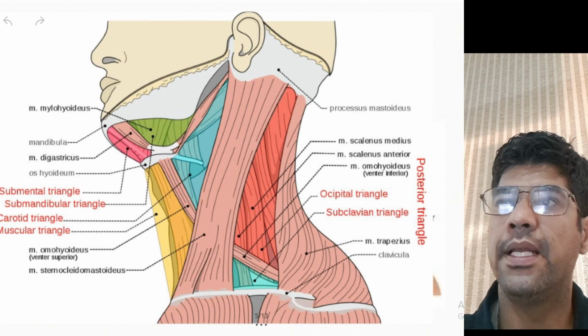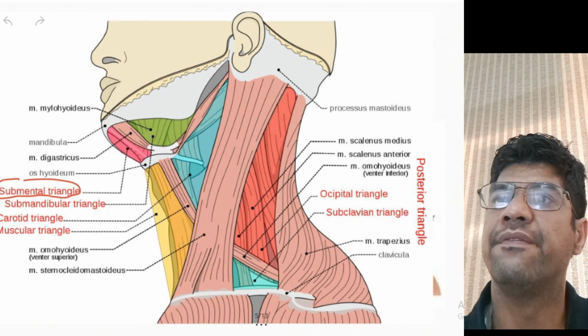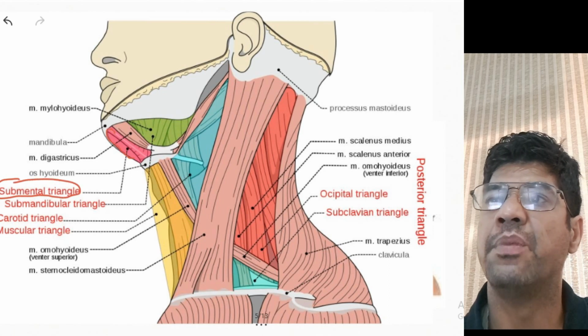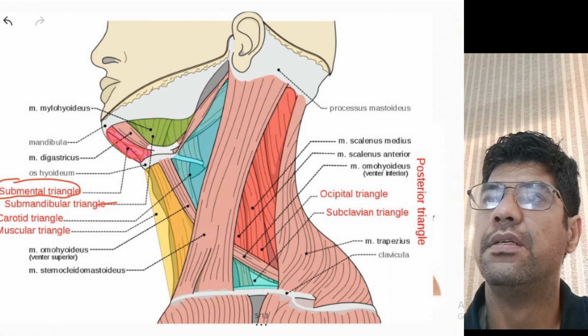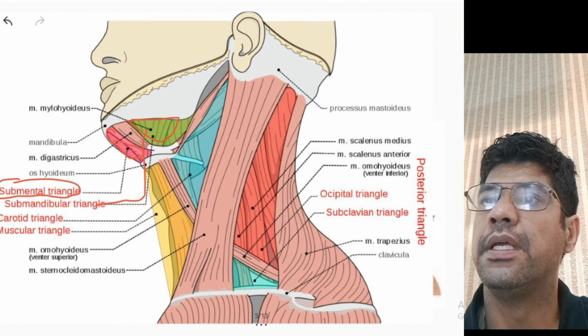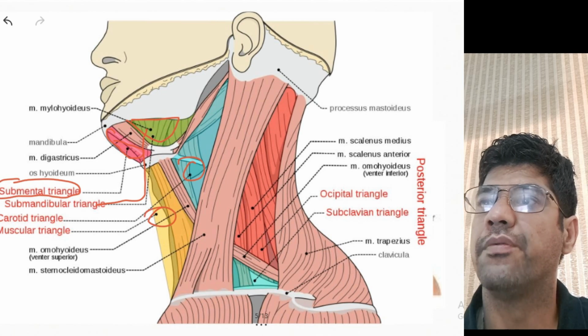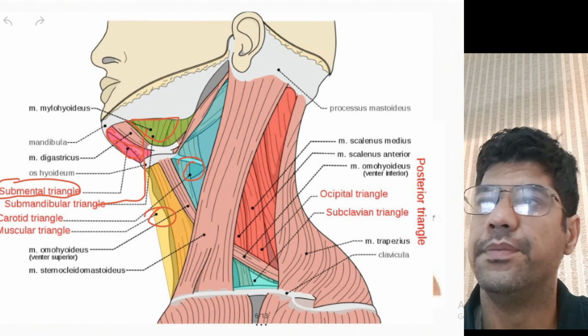So the anterior triangle here, as seen in the figure, is subdivided into submental triangle, this one, submandibular triangle, this one in green, carotid triangle, this one, and the muscular triangle, this one.